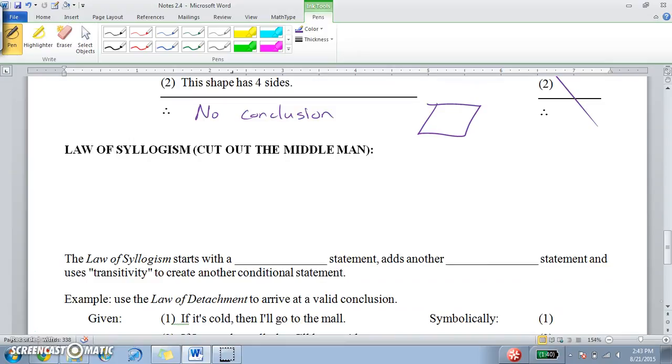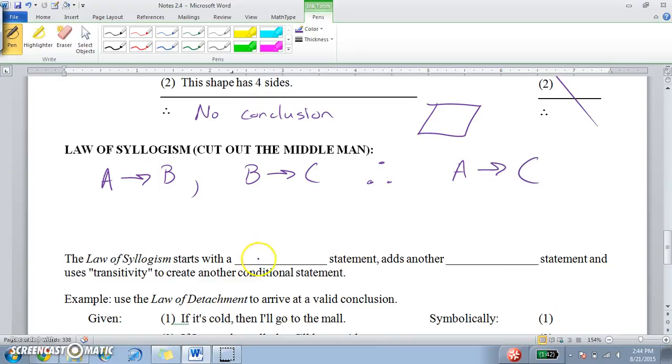So the second law, the law of syllogism. The law of syllogism we also call the cut out the middleman law. So, the law of syllogism is basically 2 conditional statements put together that turn into 1 conditional statement. So, if A happens, then B happens. If B happens, then C happens. Therefore, if A happens, then C is eventually going to happen.